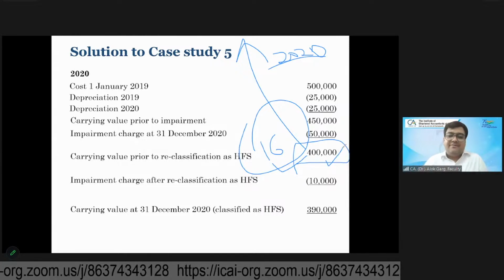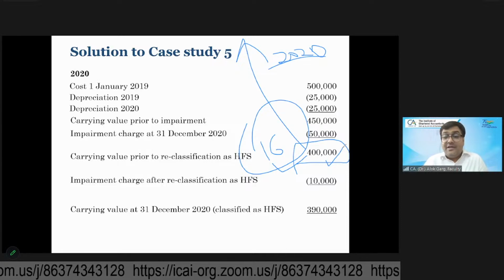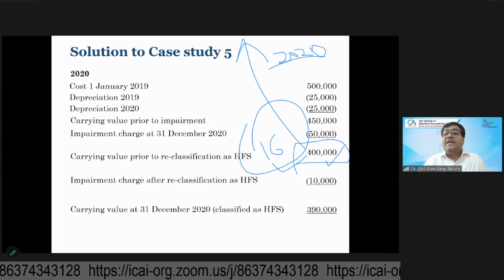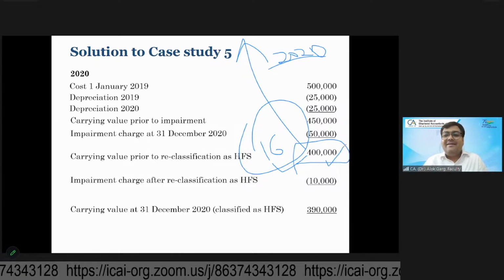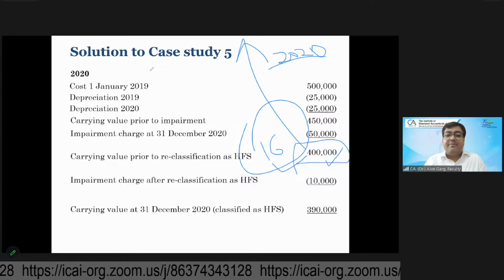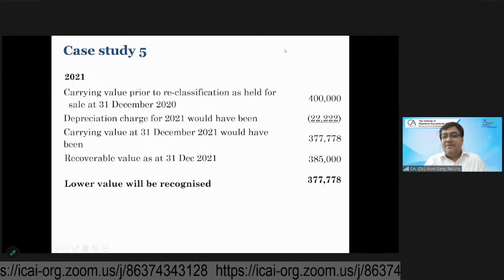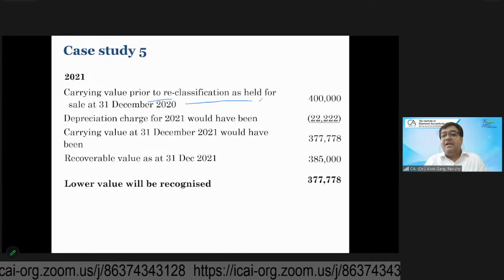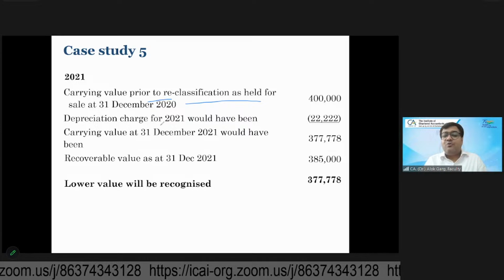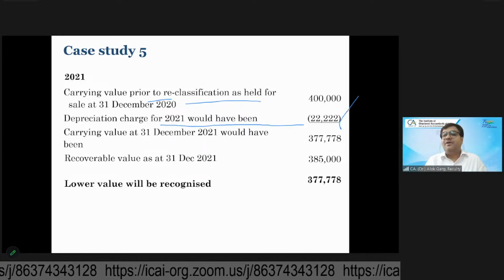It means the 4 lakh needs to be depreciated in the remaining useful life. And what is the remaining life on 31st December 20? It is 18 years. It means, what is the next year depreciation? It is 4 lakh divided by 18. Correct? So 4 lakh has to be depreciated prospectively. You cannot ignore the impairment. So carrying value immediately prior to reclassification as held for sale is 4 lakh rupees. Depreciation charge for the 2021 calendar year will be 4 lakh divided by 18, which is 22,222.